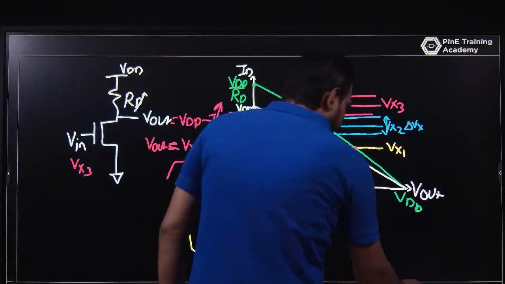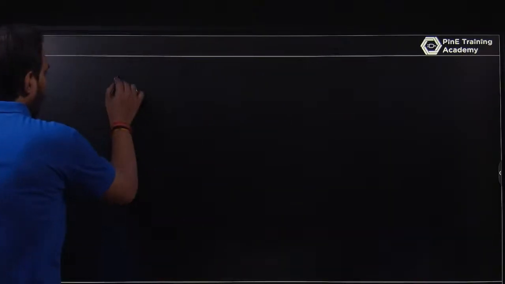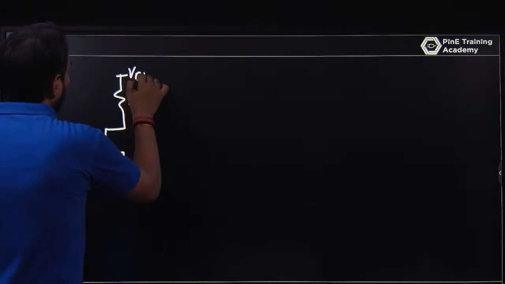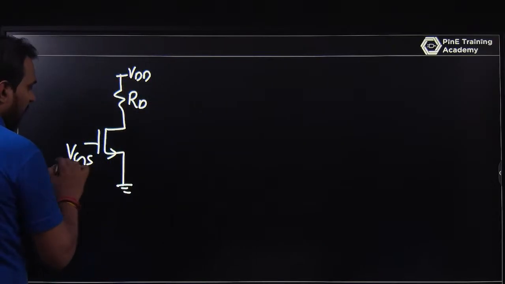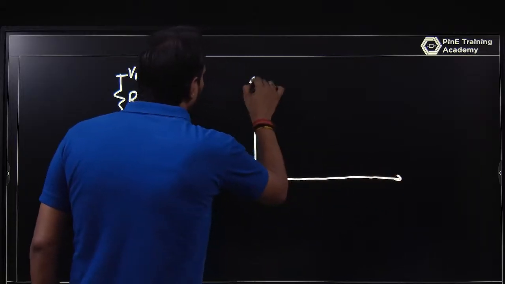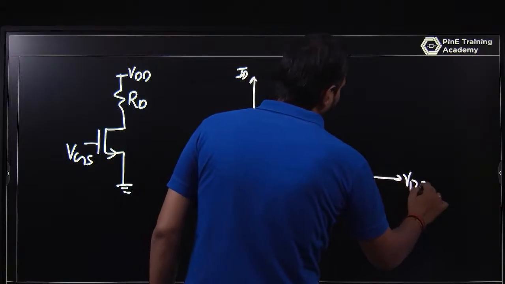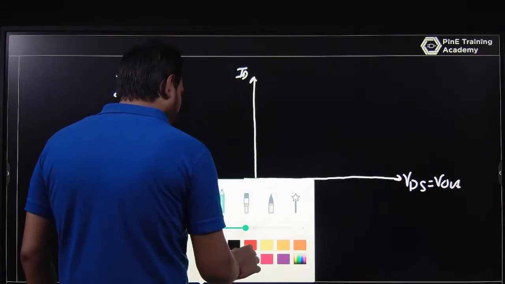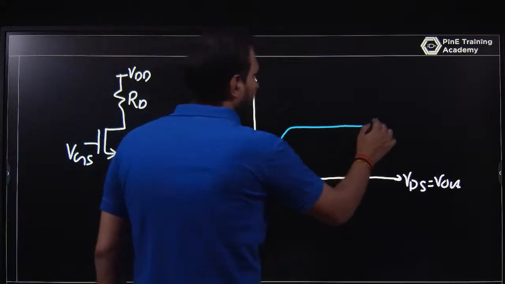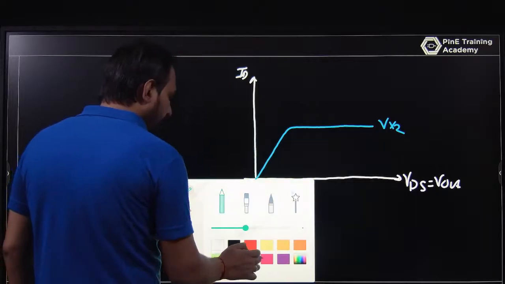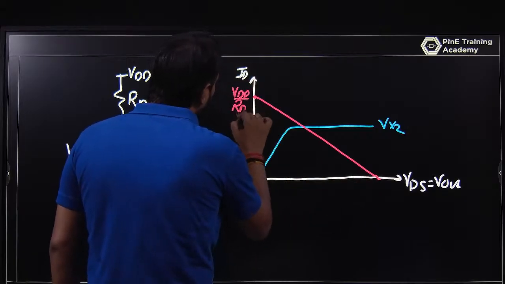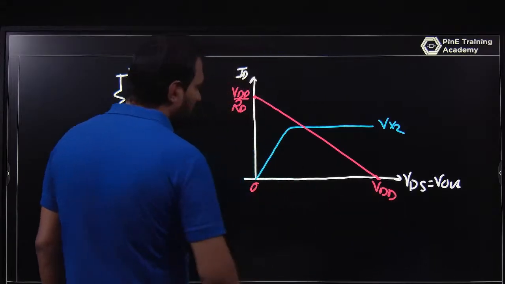Let's talk about that. We are assuming you have a resistance RD and a MOSFET, you have a VDD and a VSS and a VGS, and you plot ID versus VDS or Vout. Let me put Vx2. So this is Vx2, and this will provide a load line, that is VDD upon RD, and this is VDD, this is 0.